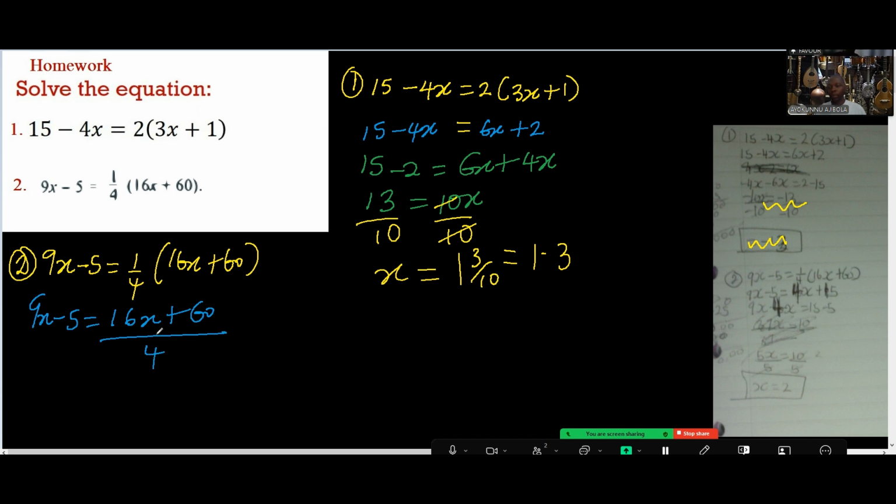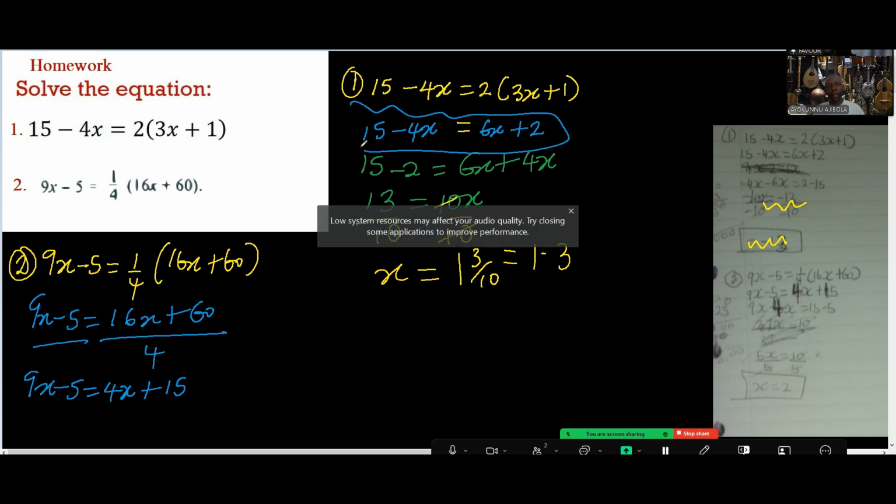Okay, this is simple. We can simply divide each one of them by the 4. So this is 9x minus 5 equal to 16 over 4 is 4x, and 60 over 4 is 15. Otherwise, we would have needed to cross multiply. But since we can divide them, then why not? Then it gives us something like this stage where we need to collect our like terms.